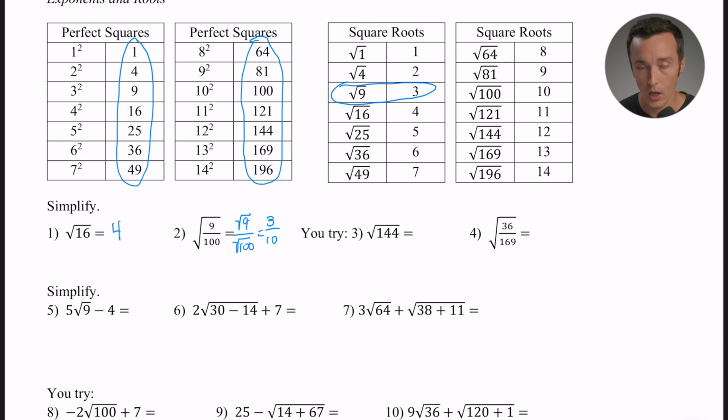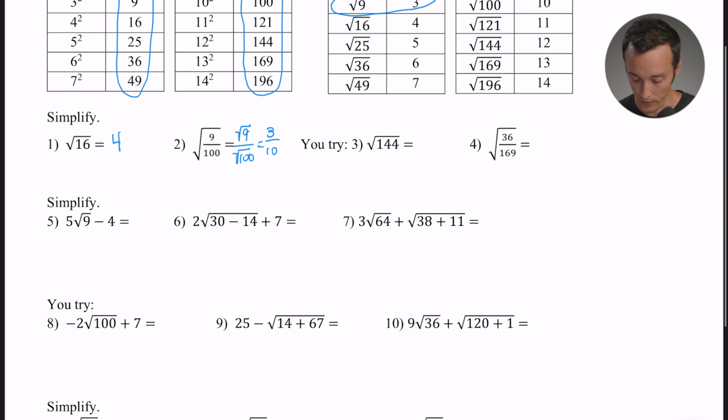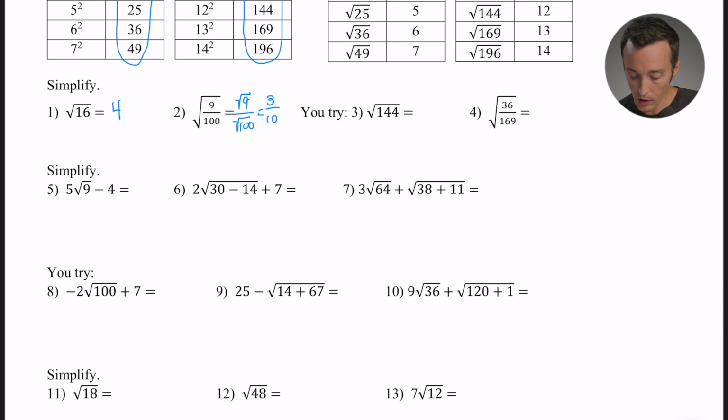Before we go any farther, go ahead and pause the video and see if you can try numbers 3 and 4. Assuming you've had a chance to do that, let's now take a look at numbers 5, 6, and 7. Now we're going to put together some of the things that we've learned so far.